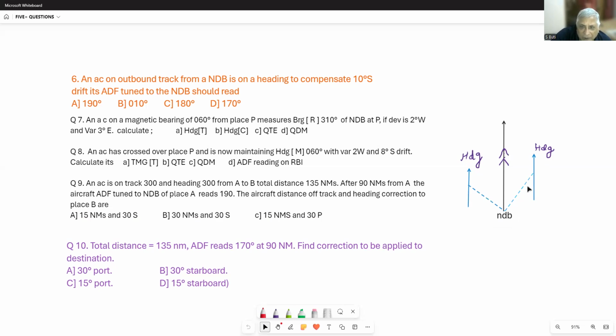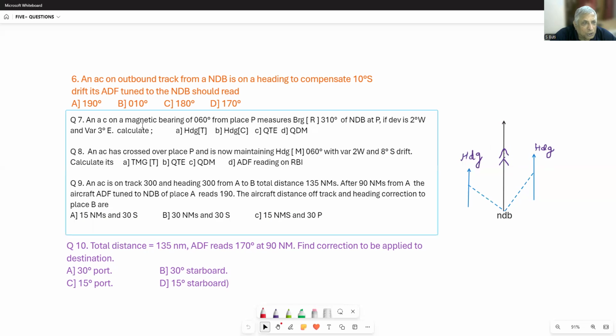And please remember, this deviation from 180, this angle will be equal to this angle, and that is your track error. Once you know the track error with distance gone from your DME, distance measuring equipment, you can find out distance off track and then apply the correction closing angle to wherever you want to go. So this is the type of questions, right?